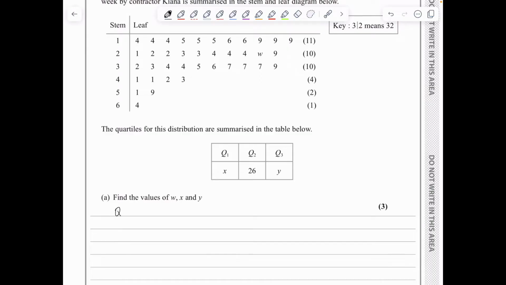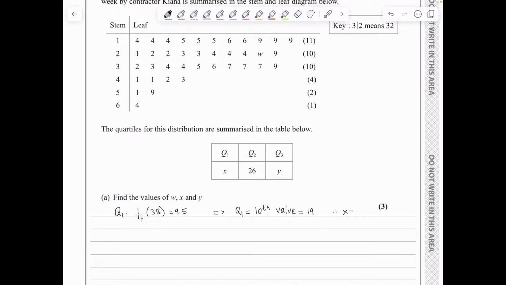We know that to find the position of the lower quartile, we start by evaluating a quarter of the number of observations, so a quarter times 38, which is 9.5. Since this turns out to be a decimal, I round up, and I know that the lower quartile Q1 will be given by the 10th value. So looking in my stem and leaf diagram, I see that this is 19, and therefore we conclude that X is equal to 19.